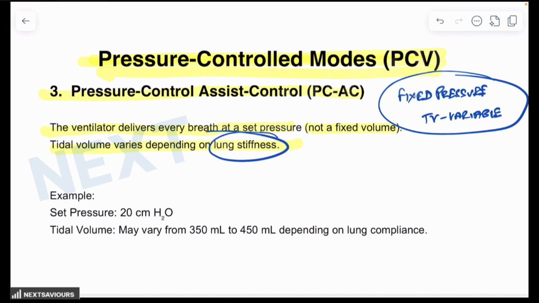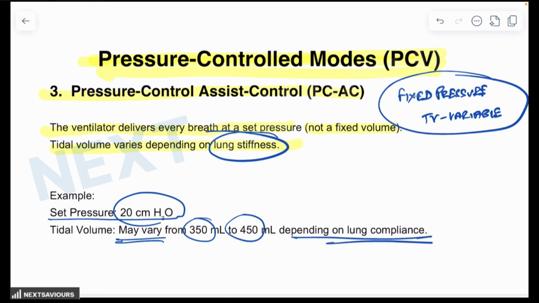If I give you one example, like set pressure is 20 centimeters of water, tidal volume may vary from 340 to 440. It is just an example depending upon the compliance of the lung, but the pressure remains the same. So this is the importance of pressure control assist control modes of the ventilator.